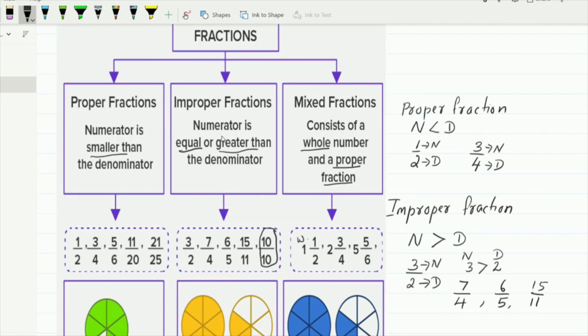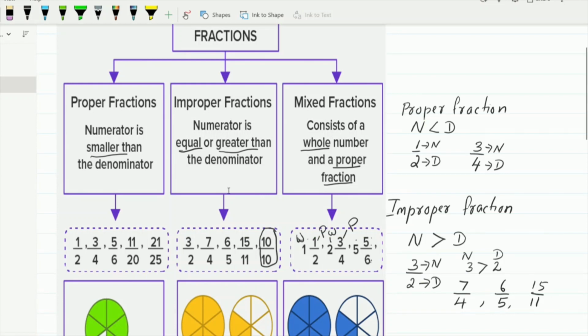I have written here 1 W, that is whole number part, and 1 by 2 is what? Proper fraction. Here 2 is whole number part, and 3 by 4 is a proper fraction. 5 is whole number and 5 by 6 is what? Proper fraction, because the numerator is less than the denominator.